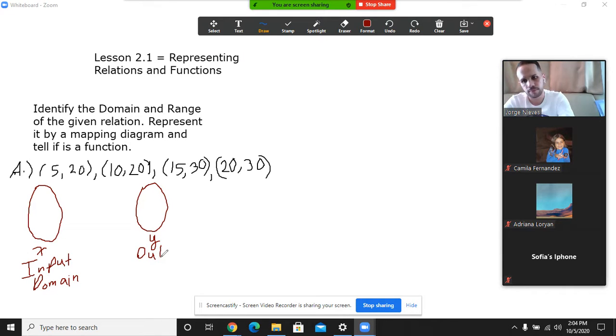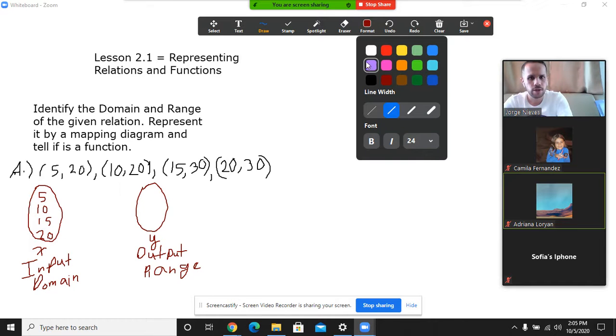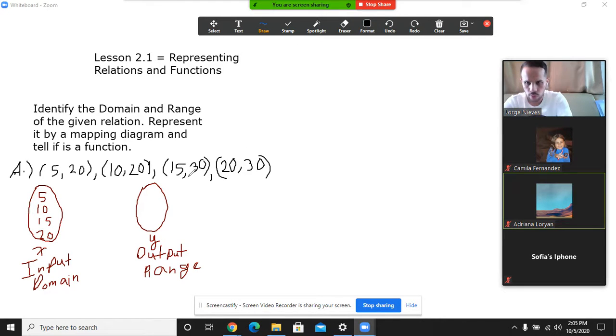¿Se acuerda de esto? And it also can be called the range. The Y values are the range or the output of the function. So in the first circle that we have, es un óvalo, ¿verdad?, I will have 5, 10, 15, and 20. And let's see how that is related to the other coordinates. In the other one, I have 20, 30, and nothing more.